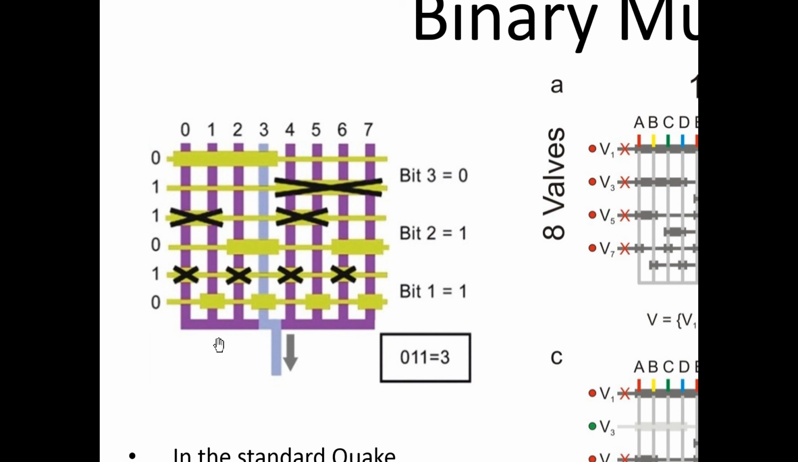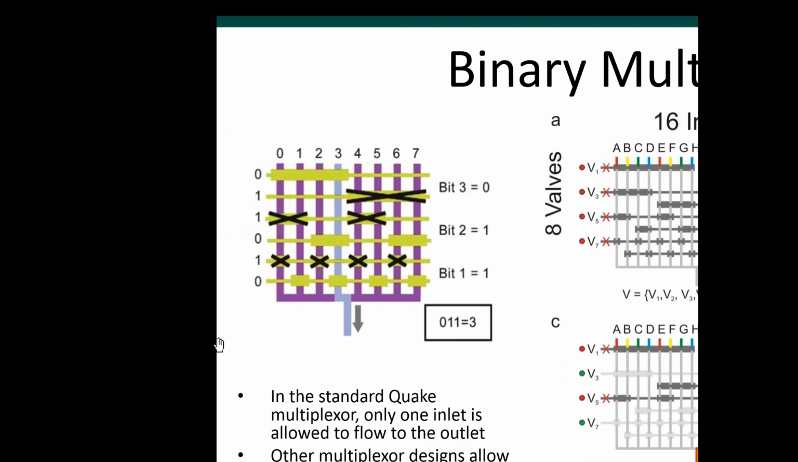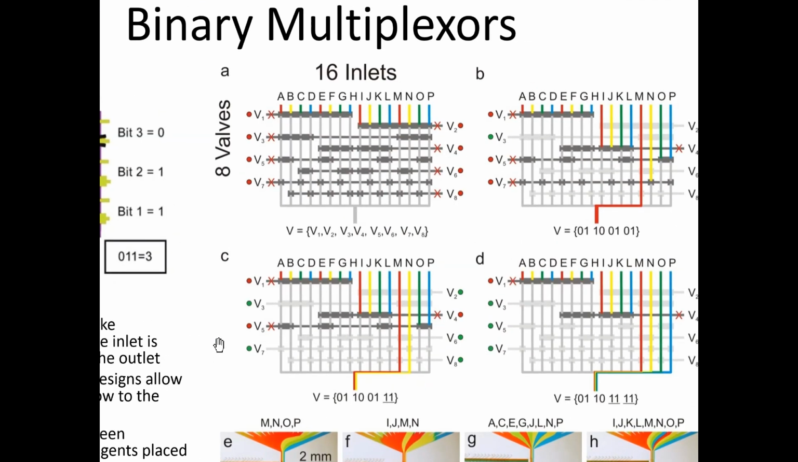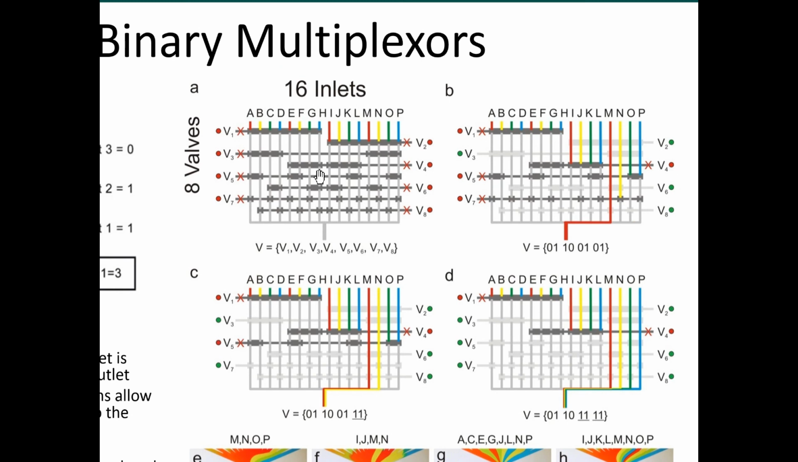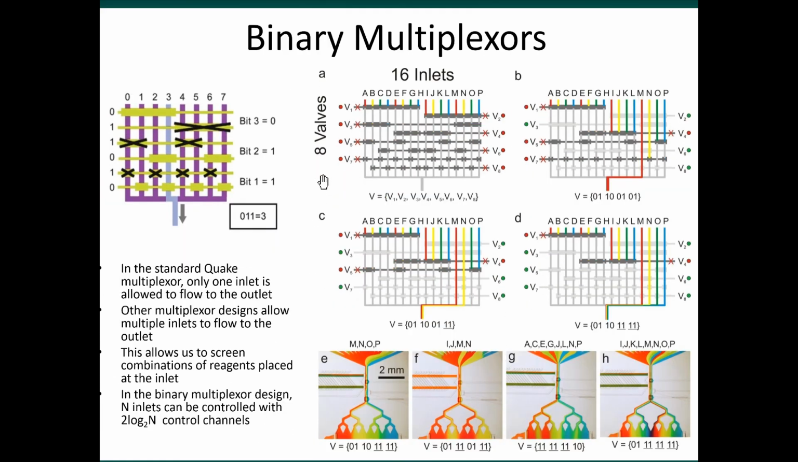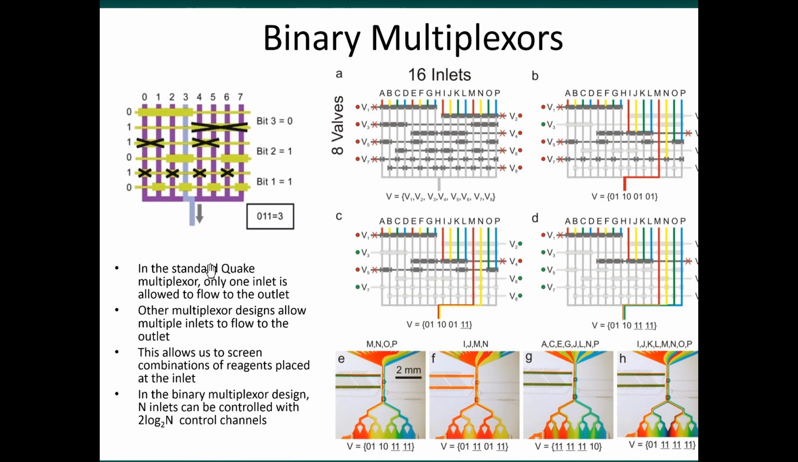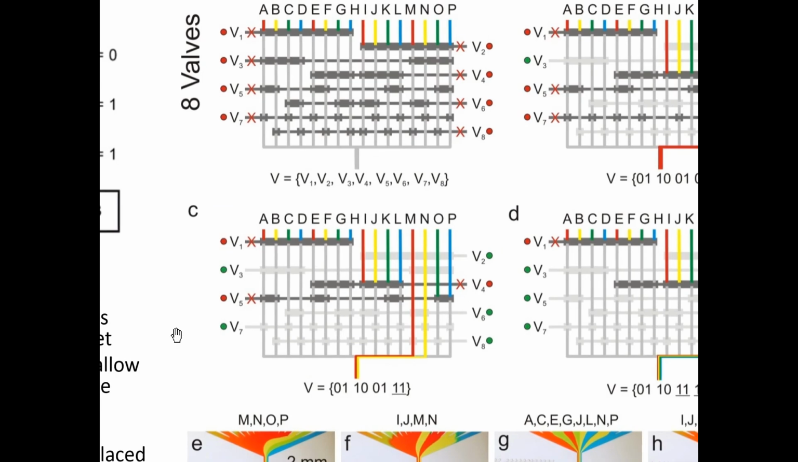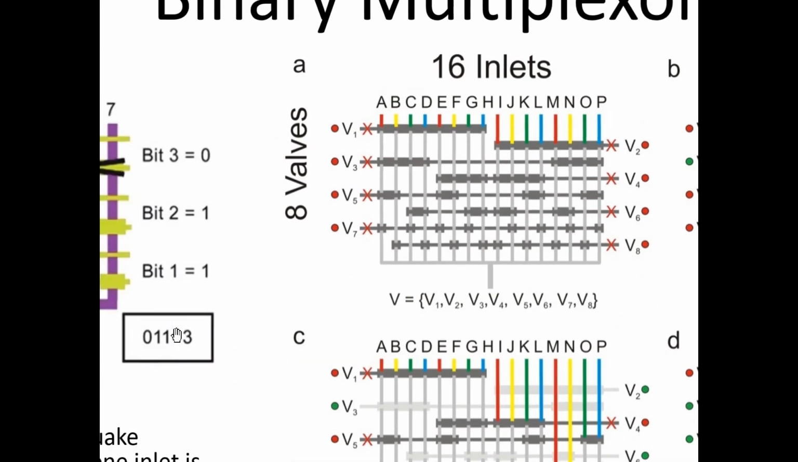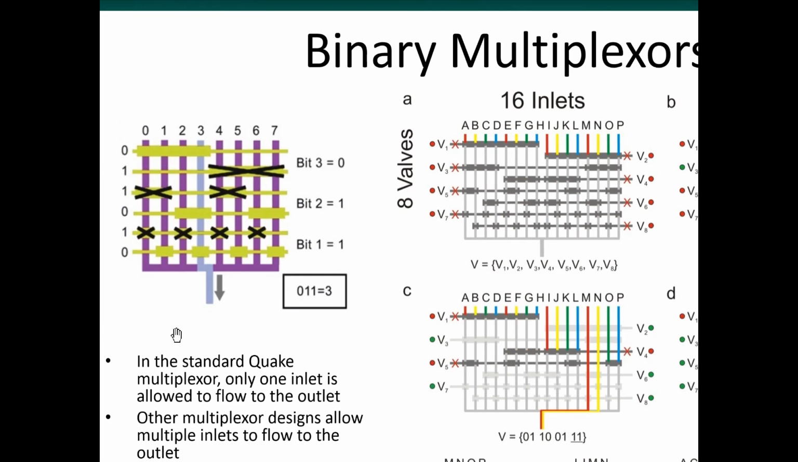So by modifying the Quake valve scheme into this different design, you can get what's called a binary multiplexer. This is a different multiplexer design that allows multiple inlets to flow to the outlet. Everything about this is very similar, except you'll notice some changes in how the valve structure is. Let's look at some of these differences here.